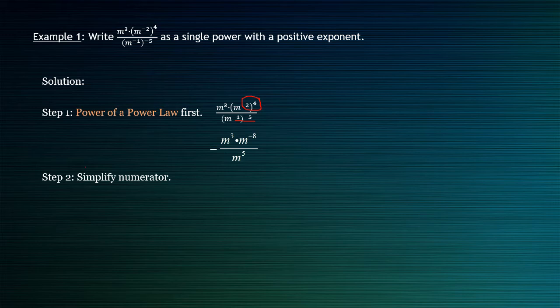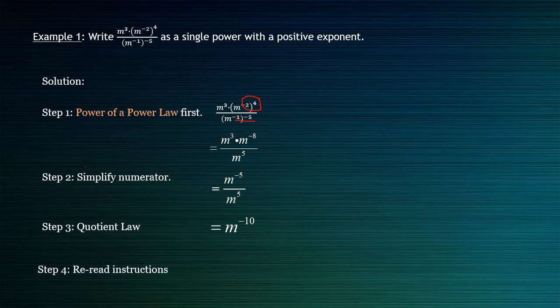Next thing we're going to do is simplify the numerator. Remember, we're following the order of operations. This division operation separates the whole numerator from the denominator, so I have to simplify the numerator first before I can move on to the denominator. That's just with my product law where I added the two exponents in the numerator. Now I'm going to use the quotient law, so I have to subtract these exponents. I get n to the power of negative 10.